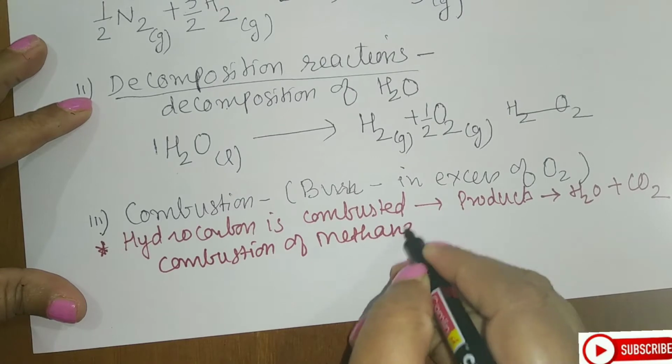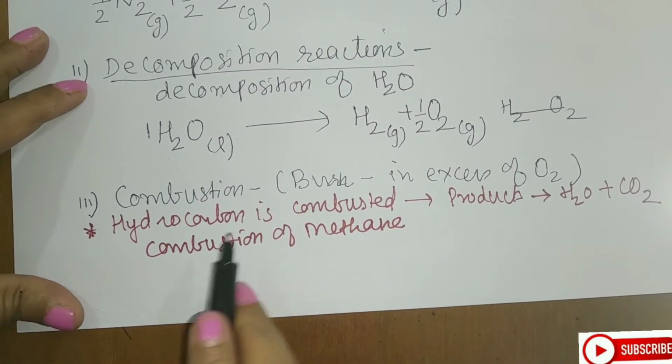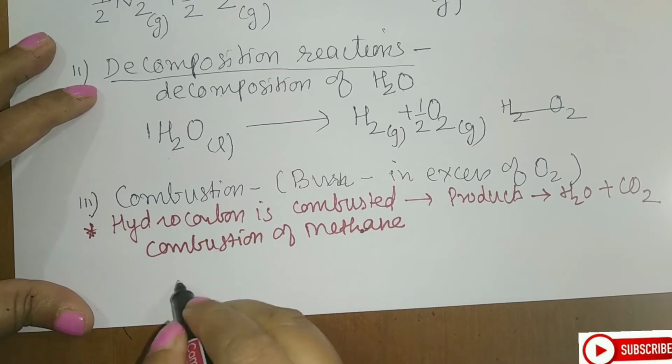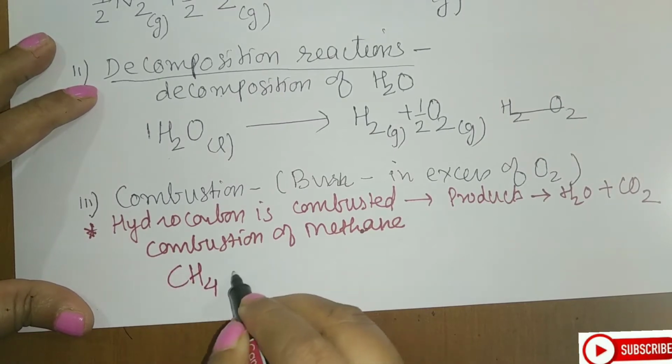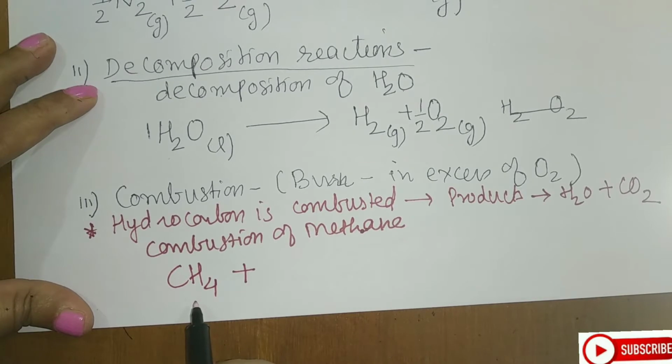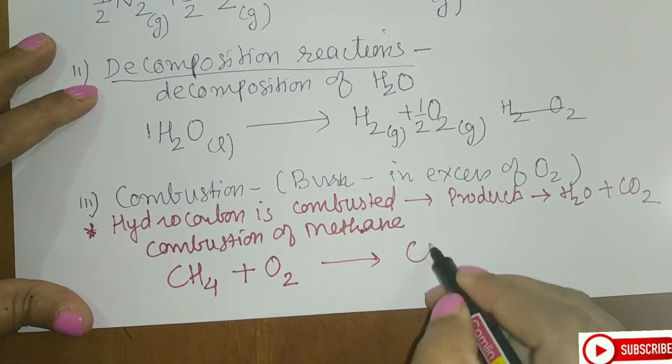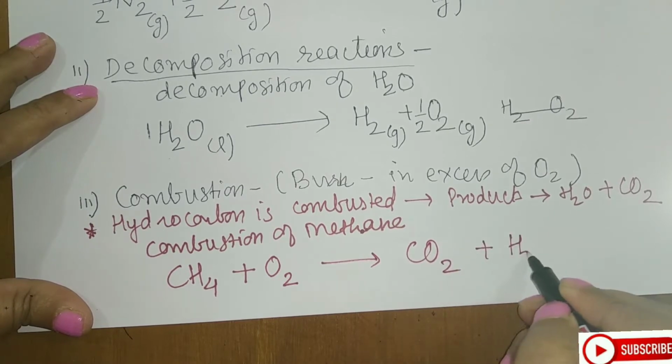What is methane, student? It is CH4. Who is combusting? Methane is combusting, so methane must be on the reactant side. So this is methane. Combustion means when I burn this in excess of air or oxygen, so I will write oxygen here. And the products must be carbon dioxide and water.